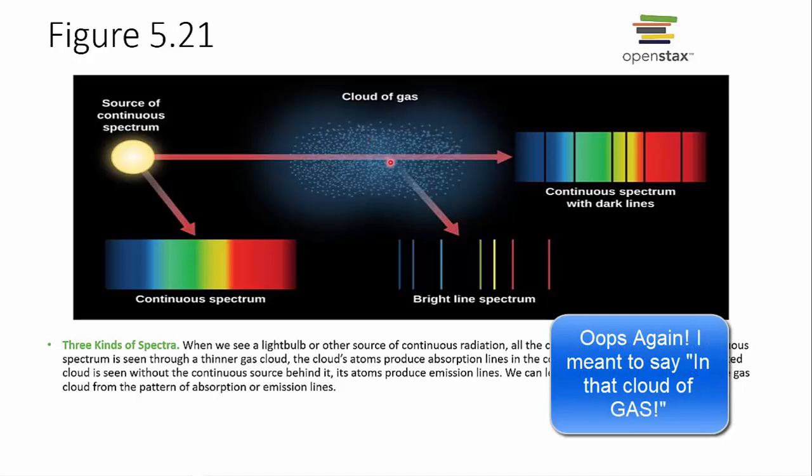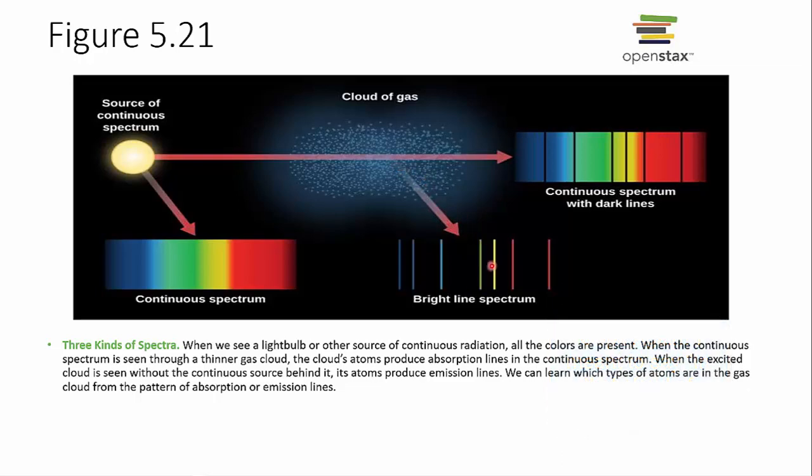Something interesting is that if you could view that cloud of gas from the side, you'd see a bright line spectrum coming out of it. Every time an atom in the cloud of gas absorbs energy and an electron gets excited, the atom will de-excite and give off a photon, but those photons go in every direction. They don't necessarily go in the original direction. That's why it's diminished when it comes out of there. But if you view it from off to the side, you can see an emission spectrum.